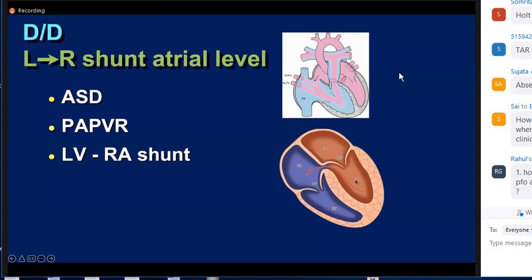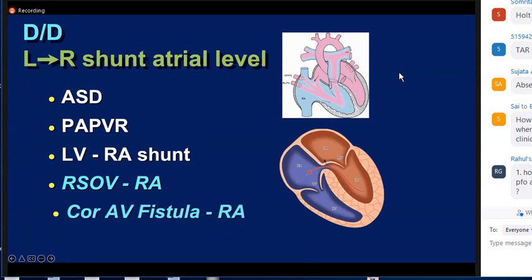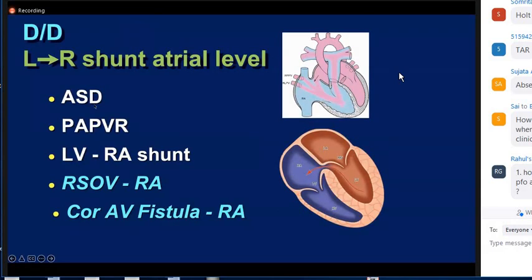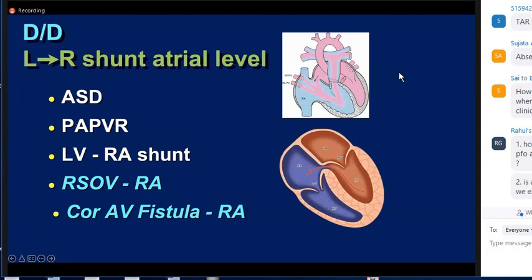Sometimes a shunt from the left ventricle to the right atrium is technically called a pretricuspid shunt, but it behaves like a post-tricuspid shunt in terms of murmur. A louder pansystolic murmur will be there because it's from the left ventricle to the right atrium, even though hemodynamically it behaves like a left to right shunt. So these are some of the conditions where technically you can call it a pretricuspid shunt: ASD, PAPVR, LV to RA shunt, RSOV to RA, and coronary AV fistula.